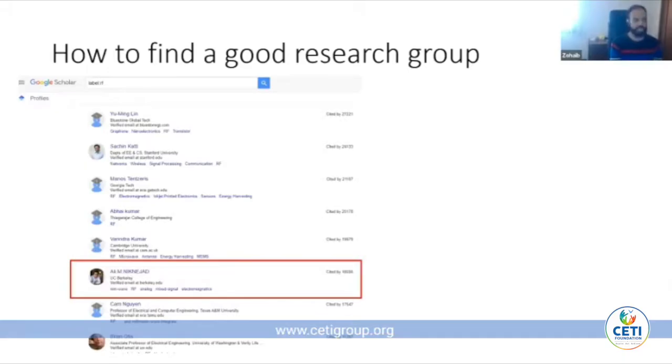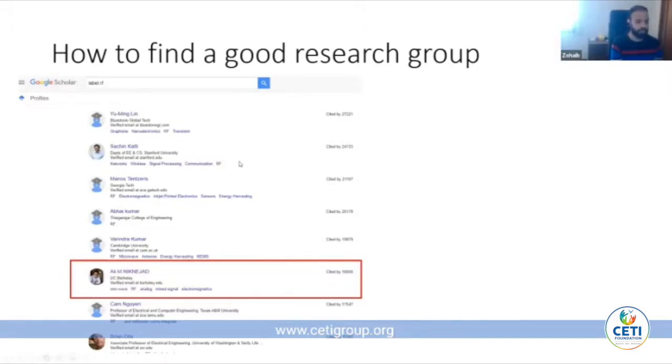So this is one of the ways you could do it. I'm putting RF here. You could put machine learning, you could put data scientist, or if you're interested in some more niche expertise, you could put those skill sets there and do a search. For no particular reason, I'm interested in this professor, Ali Niknejad. He is a very well-known researcher in RF electronics.